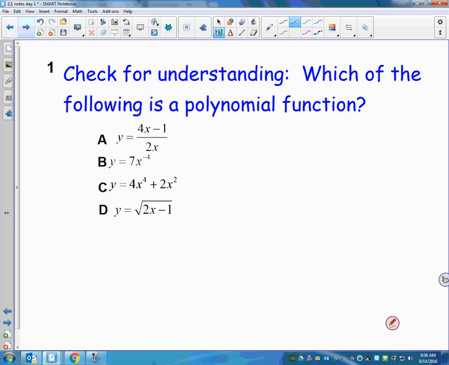Which of the following is a polynomial function? Only one of them should be a polynomial function. So think for a minute, and then you're going to do this when I tell you. It's one finger: A, B, C, D. Ready? Which one's a polynomial function?